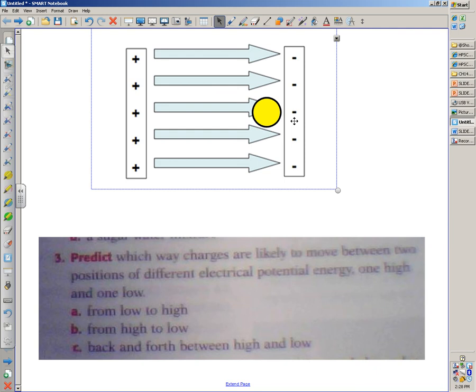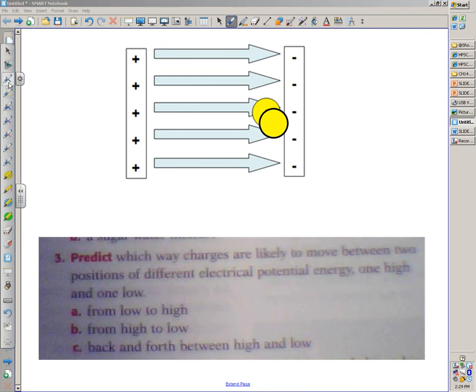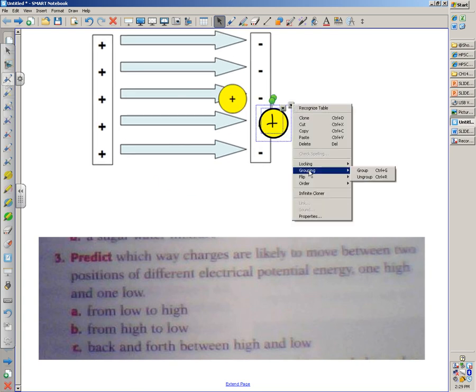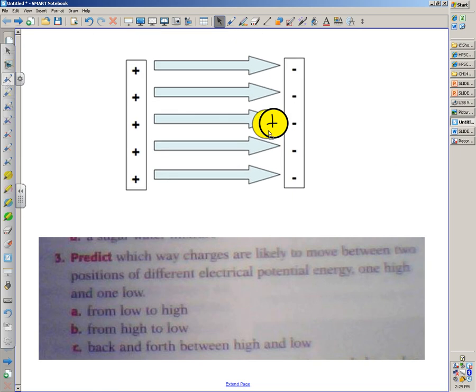Okay. So, let's say we take this charge and we'll make this a positive charge. So let me group these together so they move with each other. Okay. So we take this charge and we move it like that. What did we do to the potential energy of that charge? Okay. We increased it. Why, Maddie? What is that charge going to want to do now? Move to the negative side. Move to the negative side because it repels positives and attracts negatives, right?